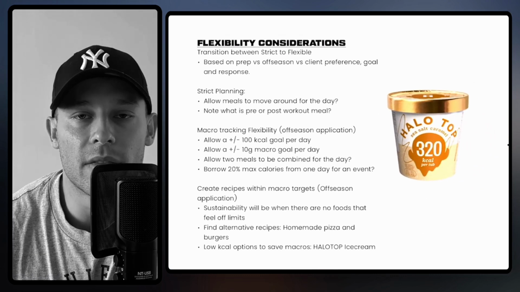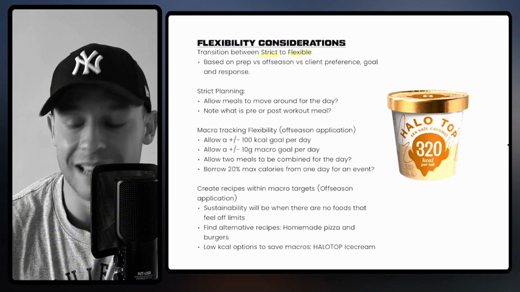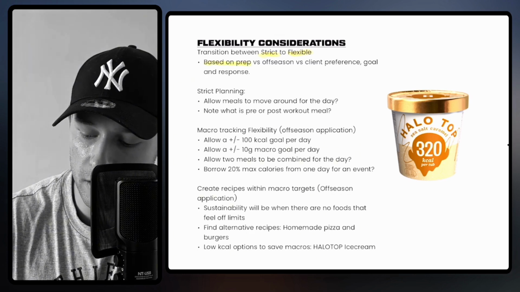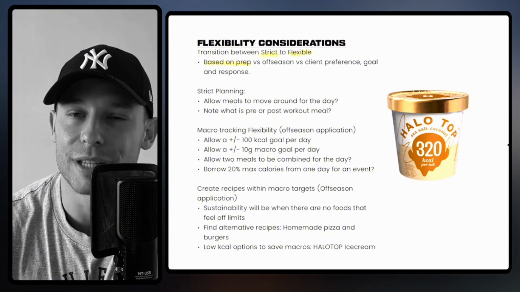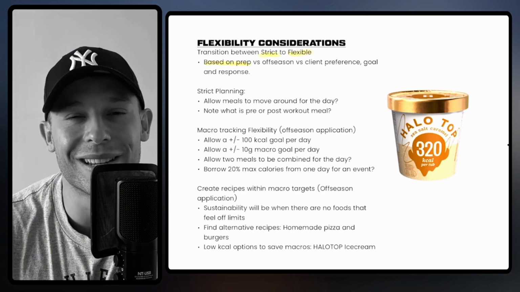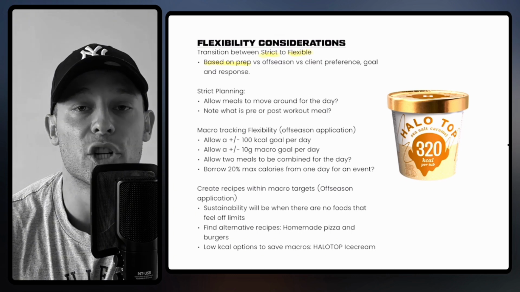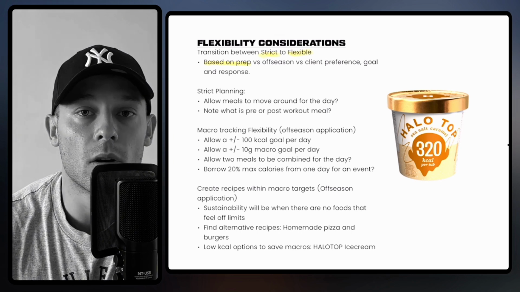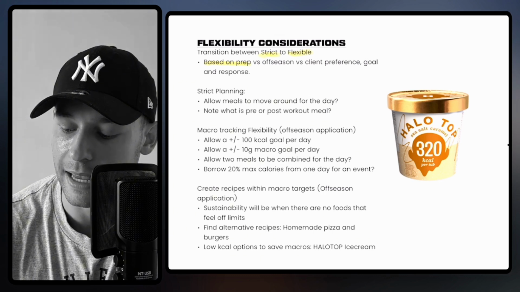Now, there are a couple of things to consider when you do transition between a strict and a flexible dietary plan. And it's all going to come down to a couple of things. Number one, are you on prep? So this could be prepping for a bodybuilding show, a competition, a photo shoot, your wedding, a birthday, or a holiday. Ultimately, I would recommend that you are on a strict dietary plan because you know exactly where you need to go and the time frame as well as the duration it's going to take to get there.